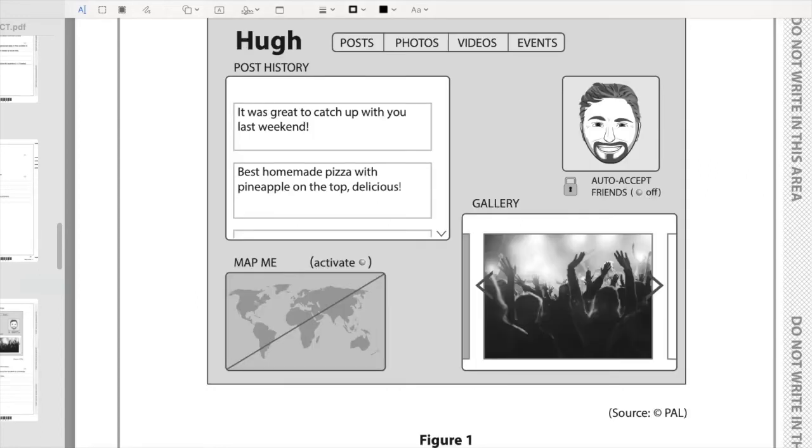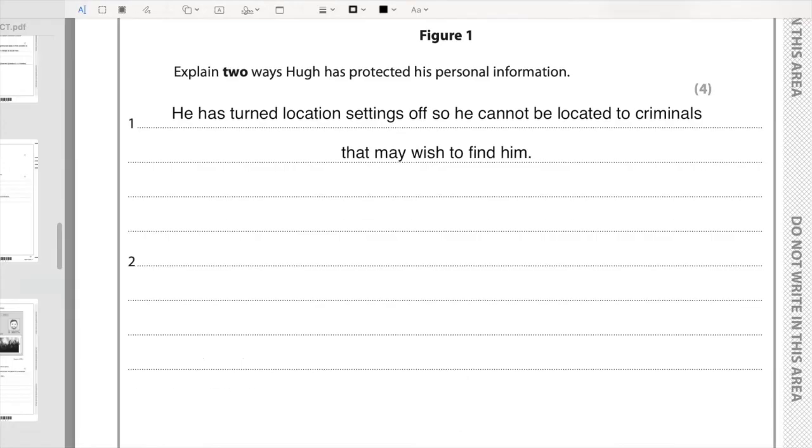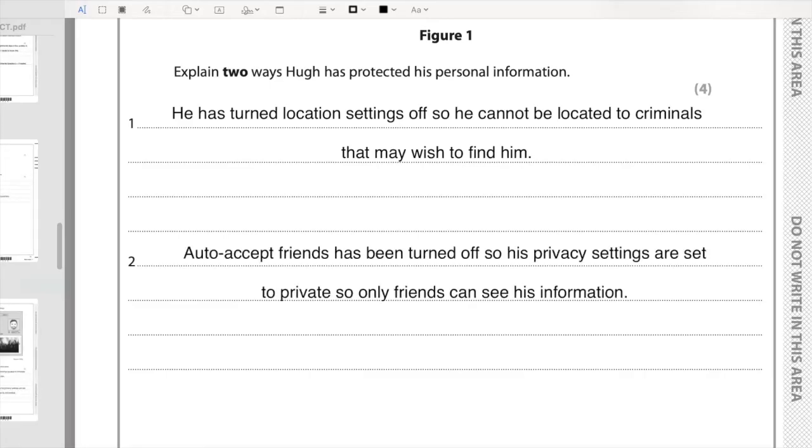Now we can also see a padlock there, and auto accept friends is off. So we can assume that his profile is set to private, which is another way that Hugo has protected his personal information. Another thing you could have there, if you looked at it, is an avatar for his image, his profile picture, so you could have that as well. But I'm going to go for the auto accept friends being turned off. So you can see I've written my answer there about the auto accept.